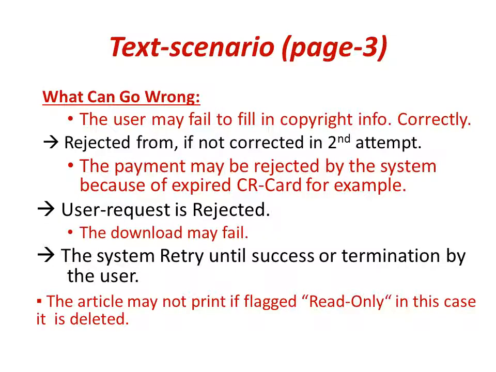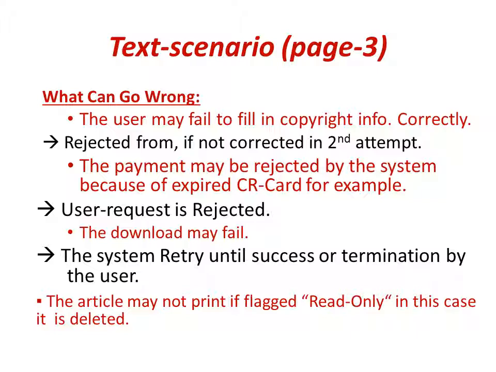And specify what can go wrong. Maybe the user may fail to fill in the copyright form correctly. So what we need to do: reject the form if not corrected in a second attempt. Or maybe the payment may be rejected by the system because of an expired credit card, for example. The user request is rejected. Another exception could happen. The download may fail. The system retries until success or termination by the user. And maybe the article may not print if flagged read only. In this case, it's deleted.